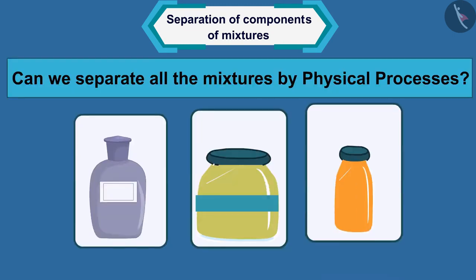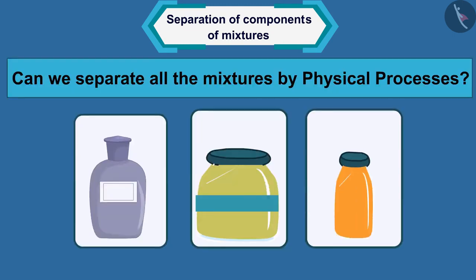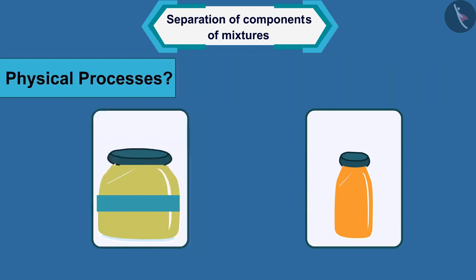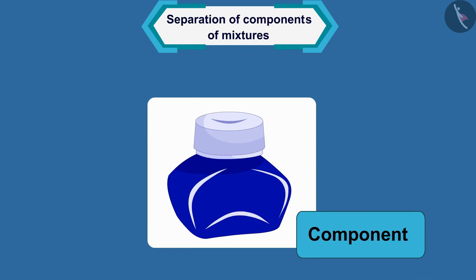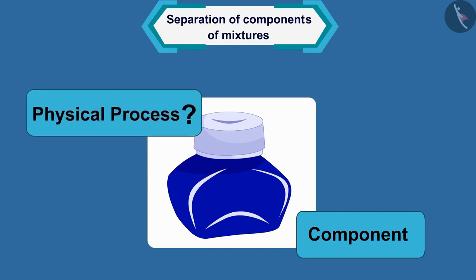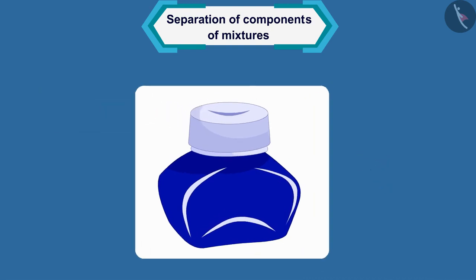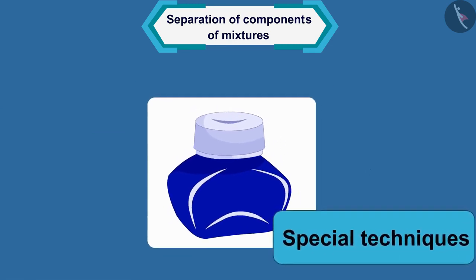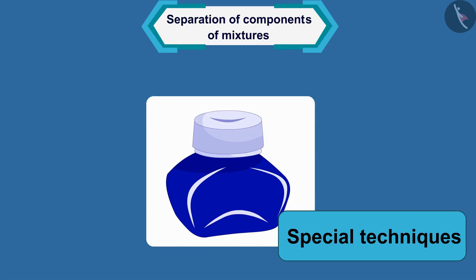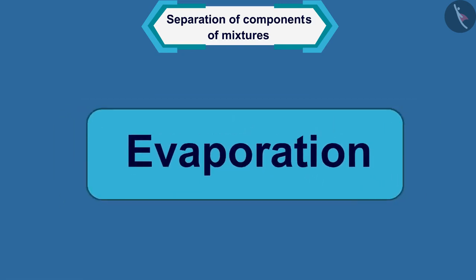But can we separate all the mixtures by physical processes? For example, can we separate ink into its components by some physical process? No. Special techniques are used to separate mixtures such as ink. Let us now study some of these techniques. First of all, we will learn about evaporation.